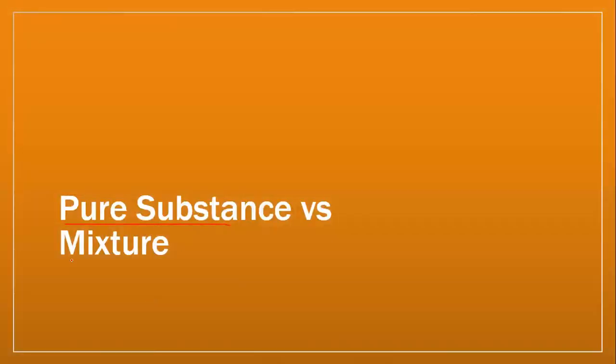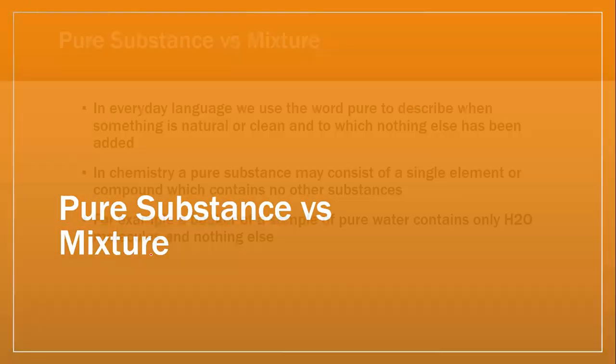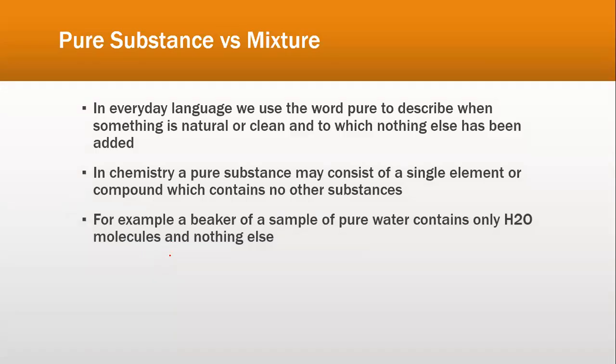Pure substances versus a mixture. What is the difference between a pure substance and a mixture? Well, in everyday language, we use the word pure to describe when something is natural or clean and to which nothing else has been added. In chemistry, a pure substance may consist of a single element or compound which contains no other substances.